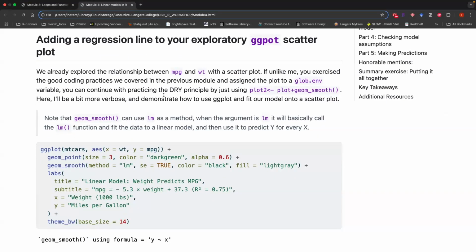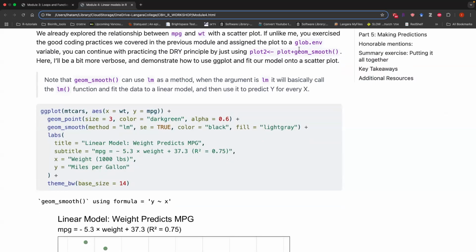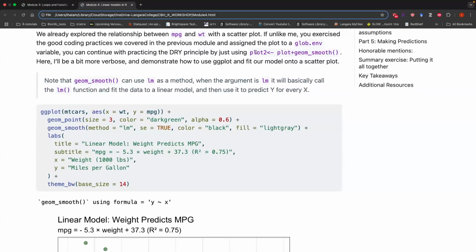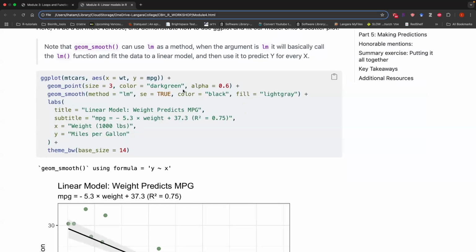So we've already explored the relationship between MPG and weight with the scatter plot. If, unlike me, you exercise good practice, as we've covered in a previous module, and you assigned the plot to your global environment as a variable, you can just use the plot and add geom_smooth. But if you haven't assigned it to a variable, you will have to, just like me, practice poor coding and repeat yourself. I'm being verbose here just so you'll see what goes on.